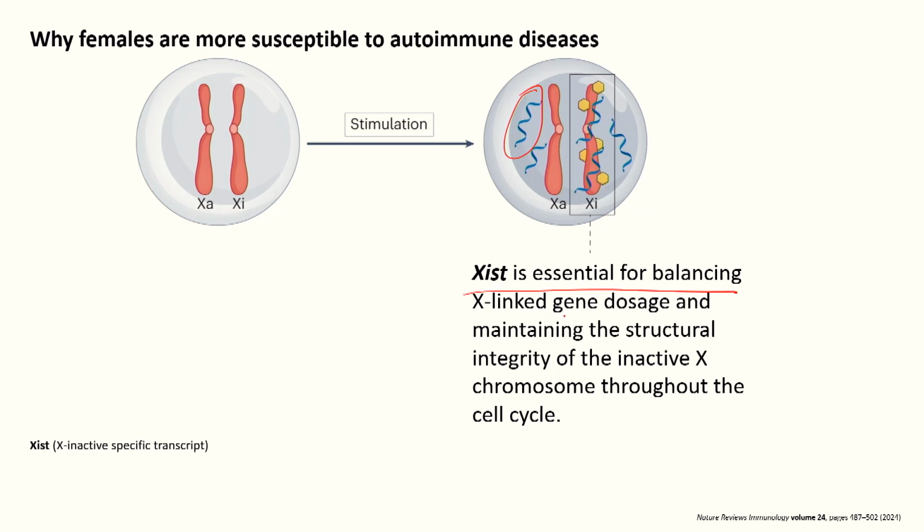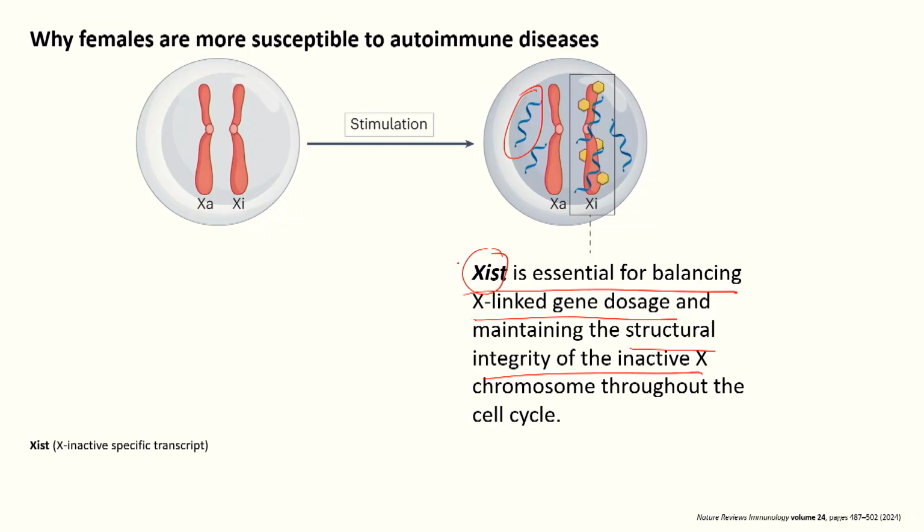these are essential for balancing the X-linked doses and also maintaining the structural integrity of the inactive X chromosome throughout the cell cycle. So once the cell cycle starts, the expression of these XIST can modulate the female reproductive system gene expression, and therefore these are very, very critical in terms of controlling the autoimmune system in case of females. And now this is all about what we understand about the aspects of autoimmunity.